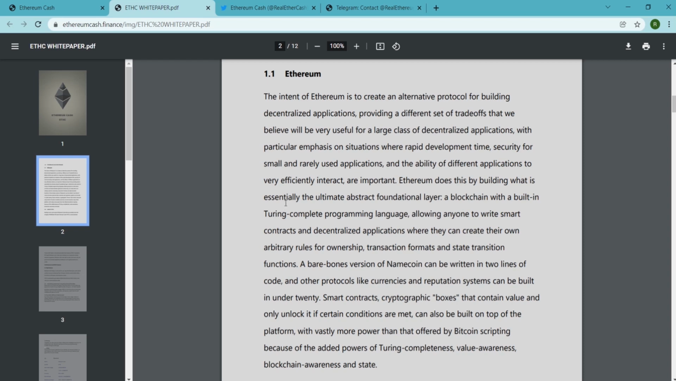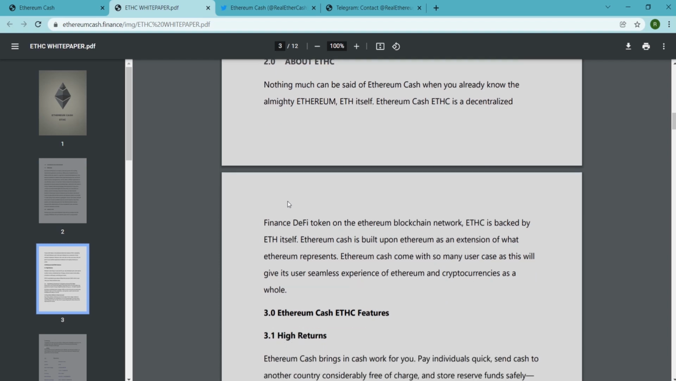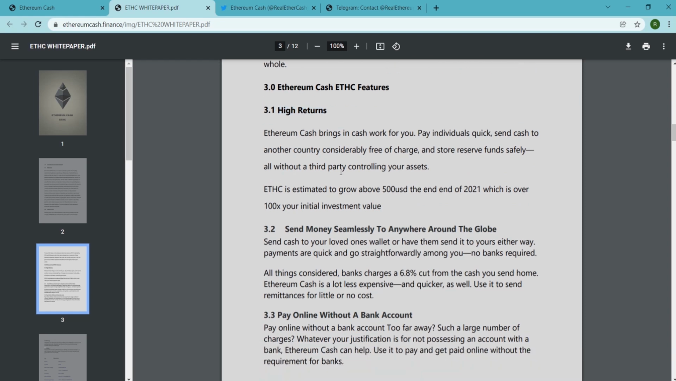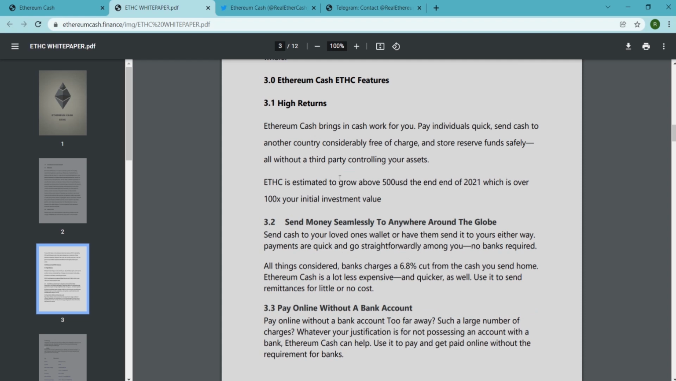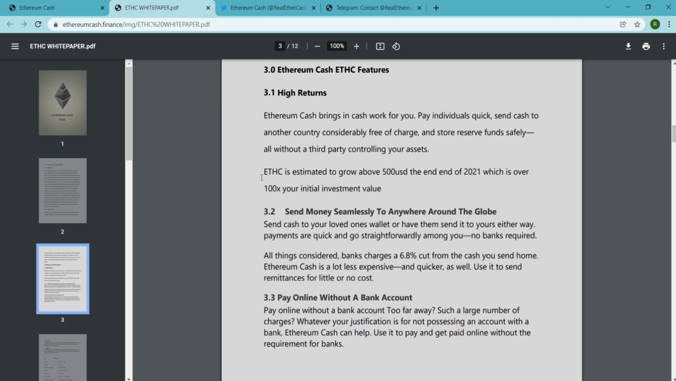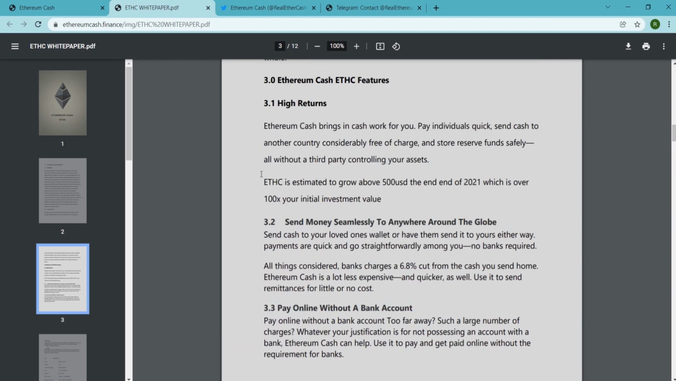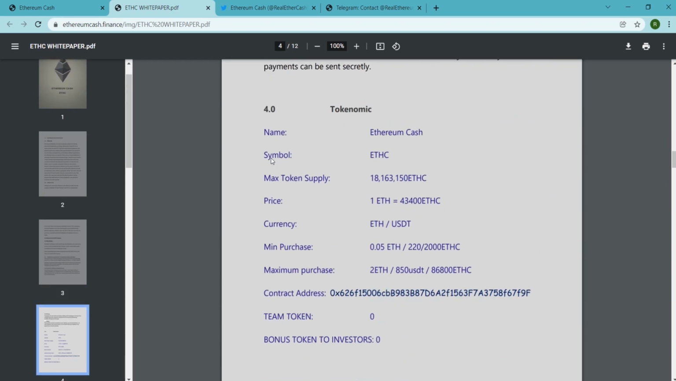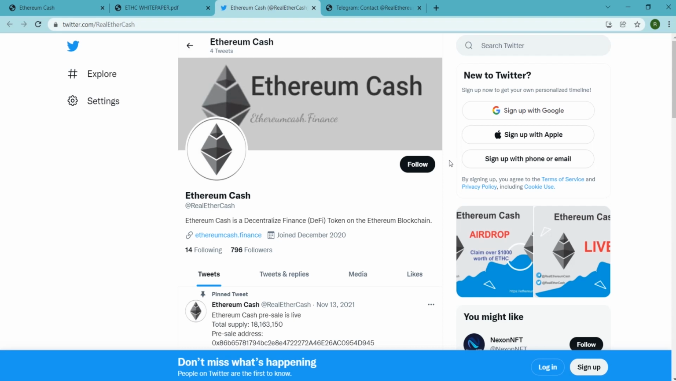Now, let's know some of the features of Ethereum Cash. High returns. Ethereum Cash brings in cash to work for you. Pay individuals quickly, send cash to another country considerably free of charge, and store reserve funds safely, all without a third party controlling your assets. ETHC is estimated to grow above $500 by the end of 2021, which is over 10x your initial investment value.